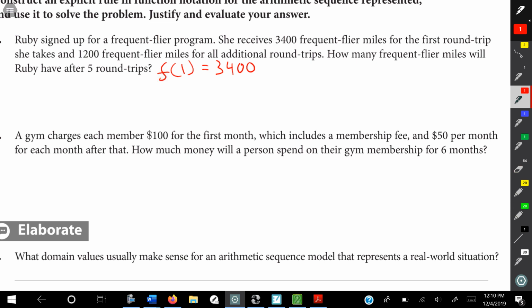Then, typically on this next step, we'll try to find the common difference. Okay, and we would take the previous, subtract it from the first. But what happens there is it goes up by a certain amount every single time. And that amount here is 1,200. So it's going up by 1,200 frequent flyer miles every time she takes a trip. So our common difference here is 1,200.